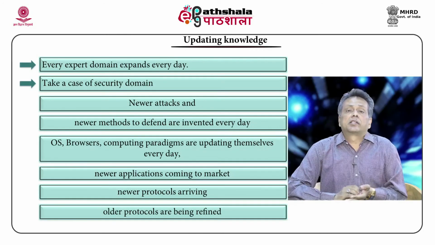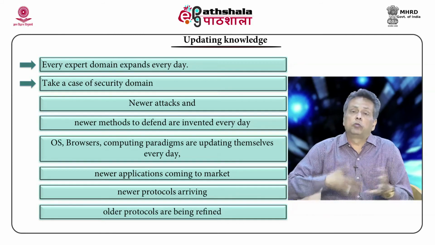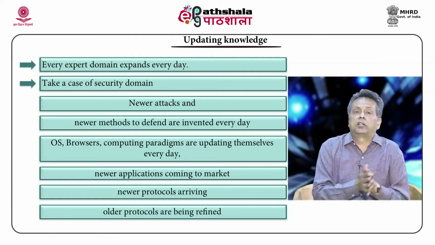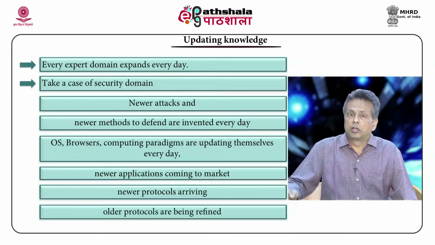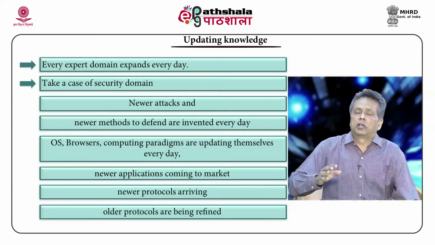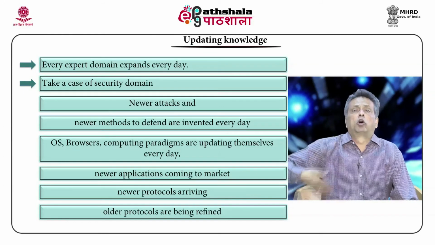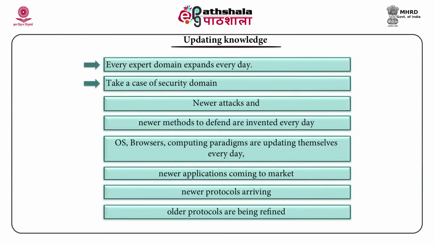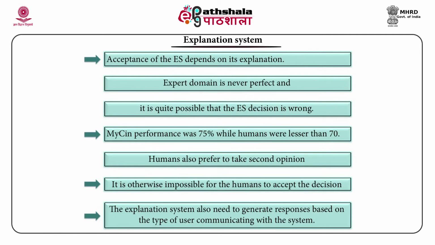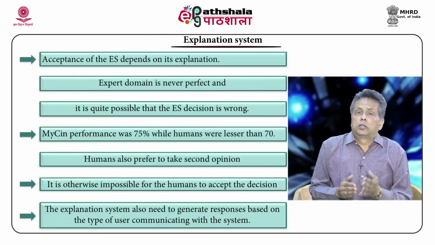Updating knowledge is the next part, and that again involves the same process, knowledge engineer and expert, and the same issue. And it is common, every domain is evolving. So experts must keep themselves updated by reading things, by attending seminars and so forth, which the expert system should be able to do. The explanation system is something that I have already talked about earlier.